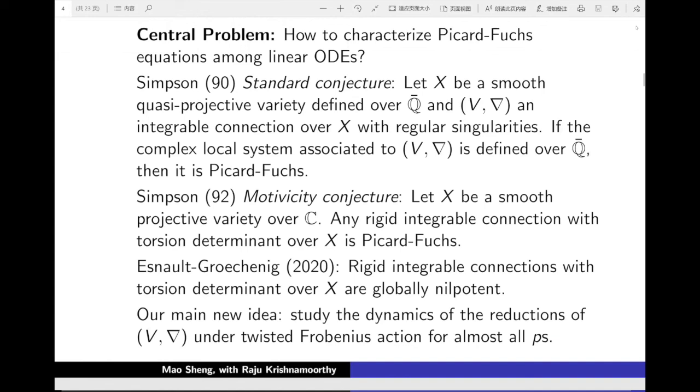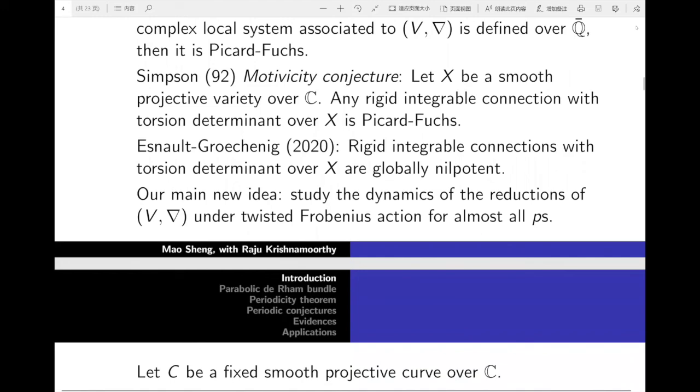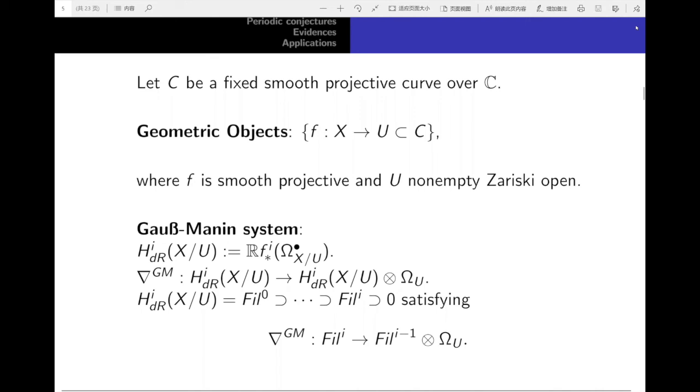We have some similar ideas, but I would say our new idea in this problem is to study the dynamics of the reduction of the connection (V, nabla) under a twist of the Frobenius action, for almost all p. Let me put this in a more proper framework. Now I fix a curve, a smooth projective complex curve. Now I can vary U, where U is a nonempty open subset of C, and I consider all possible smooth projective morphisms over U. I just collect all such objects, and I call them my geometric objects, which I want to study.